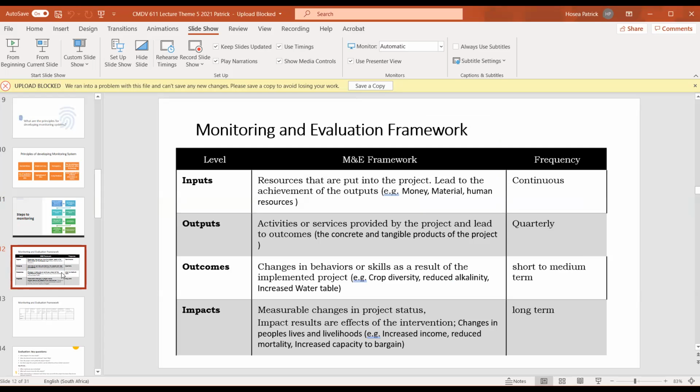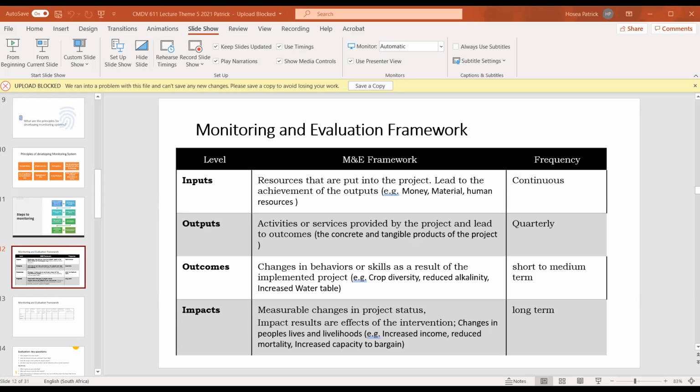When we talk about the frameworks for monitoring and evaluation, what are they? There has to be the need for you to look at the levels. In looking at the framework, we look at the levels of monitoring and evaluation, the concept which the video we played showed us: the inputs, the outputs, the outcomes, as well as the impact of our project, right?